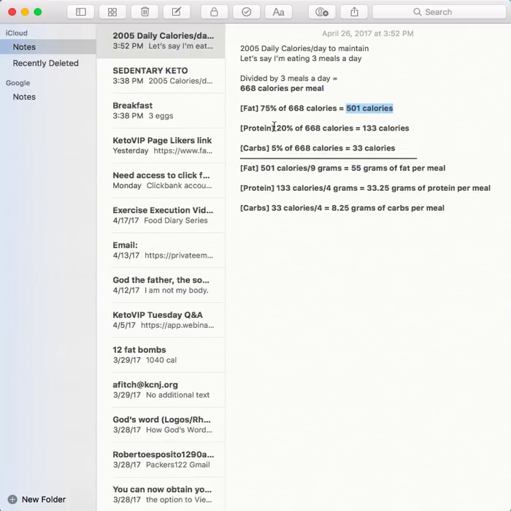I multiplied 668 calories by 20%, and I got 133 calories. And then for carbs, since we're doing it at 5%, I multiplied 668, which is the total amount of calories, remember, per meal by 5%, because we only want 5% of these calories coming from carbs. So 5% of 668 is 33. 20% of 668 is 133. 75% of 668 is 501.